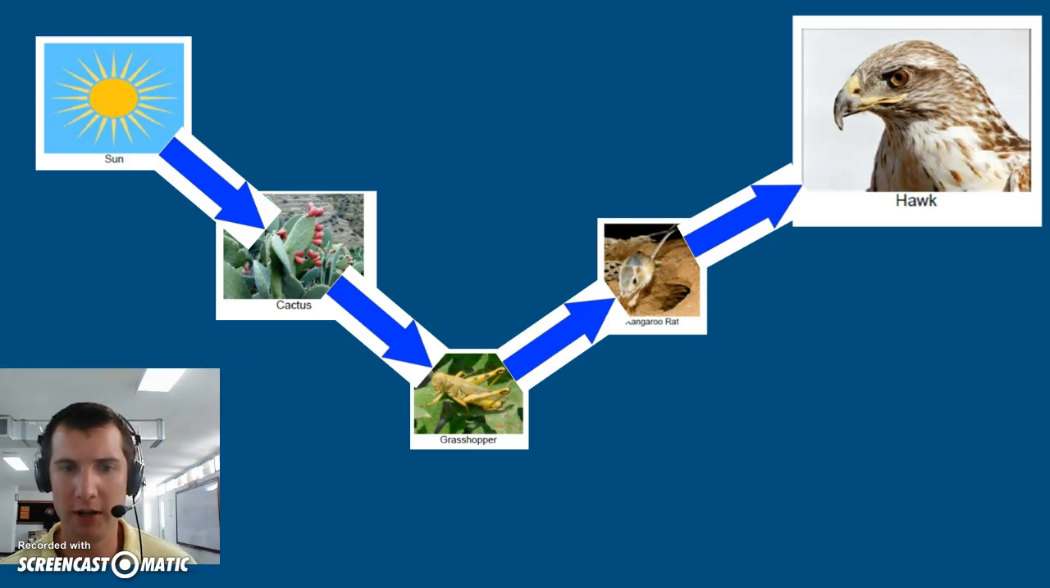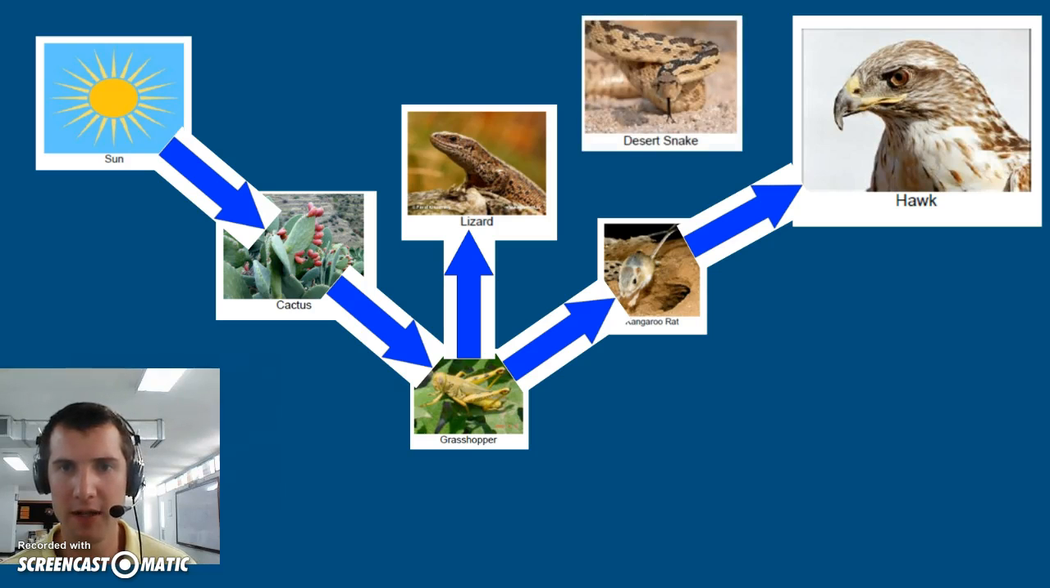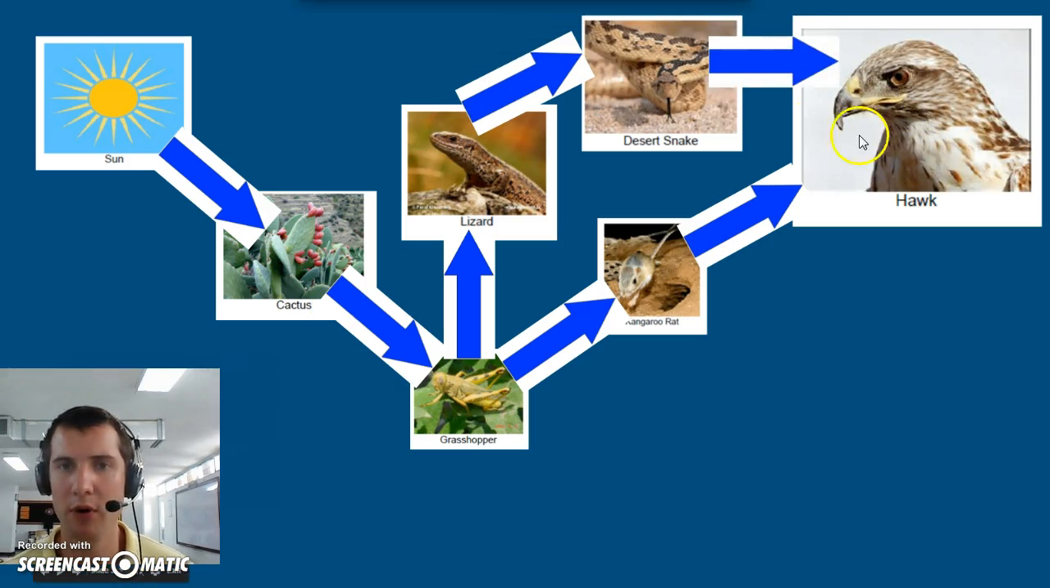So this is our food chain again, but in real life these aren't the only living things in the desert biome. There might be lizards, but what do lizards eat? They also eat grasshoppers. There's also snakes. Guess what they eat? They eat the lizard. But the hawk eats both the snake and the kangaroo rat.